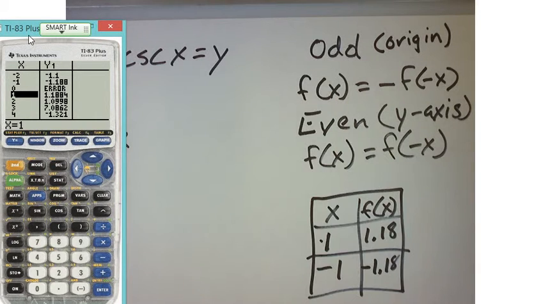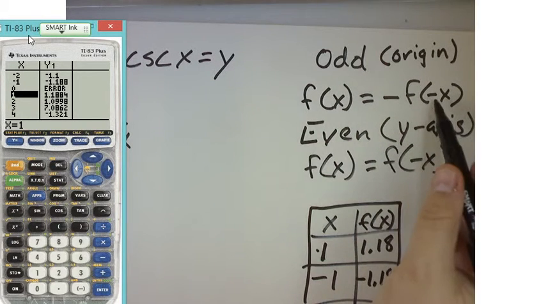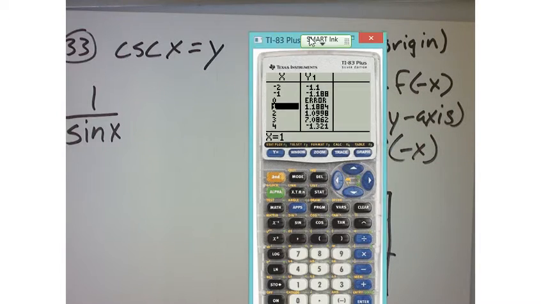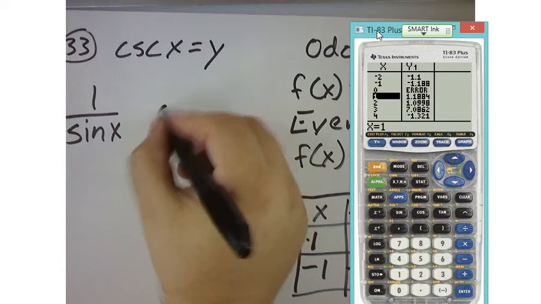So that, based on the rules, is an odd function. That's what that means. When I plug in a negative value for x, I should get the exact same answer, but the negative version of it. So basically, cosecant of x is odd.